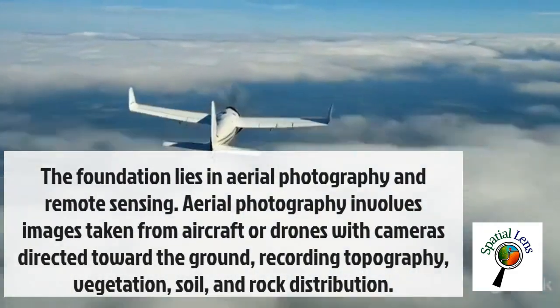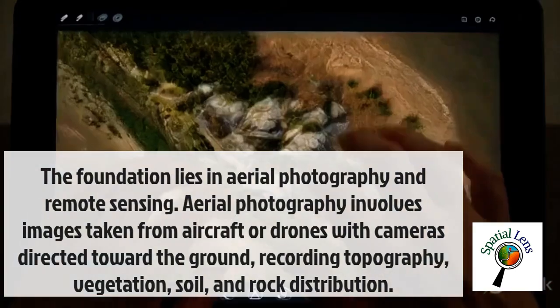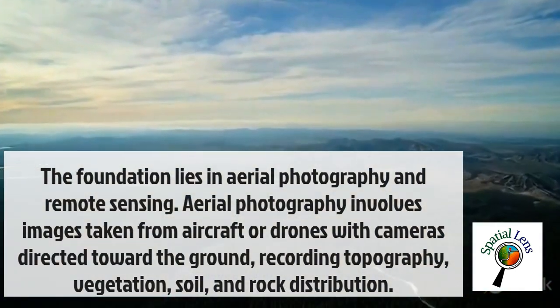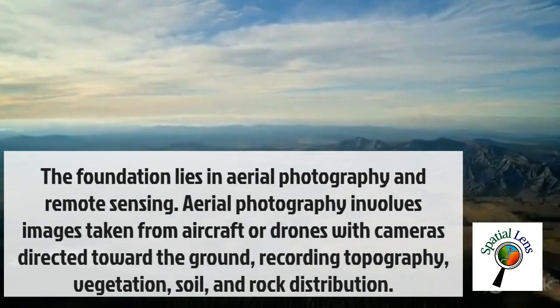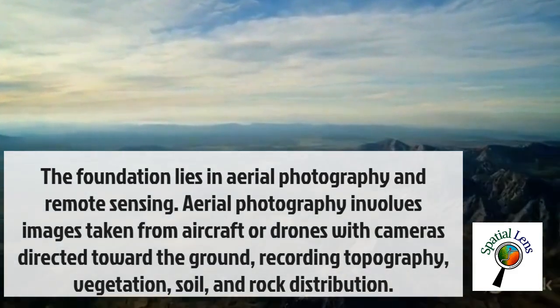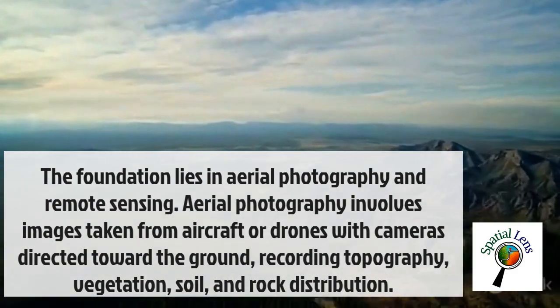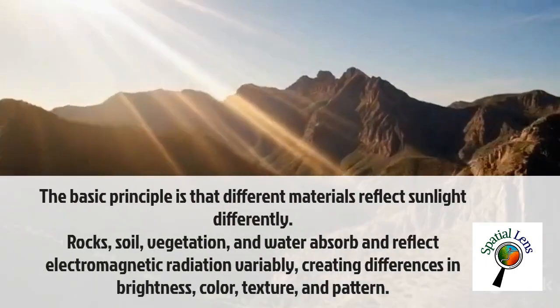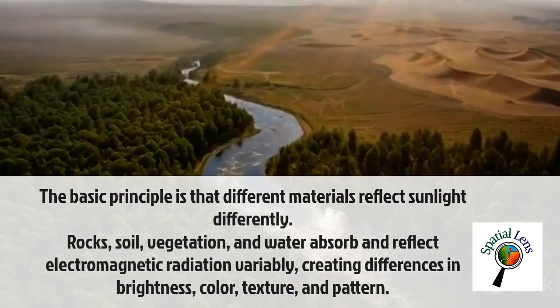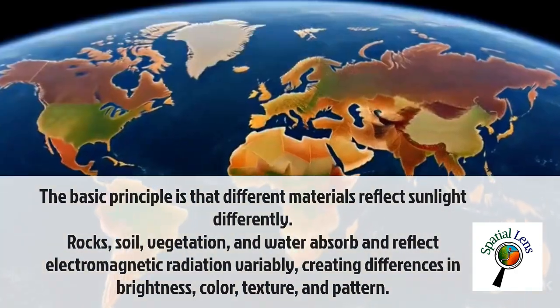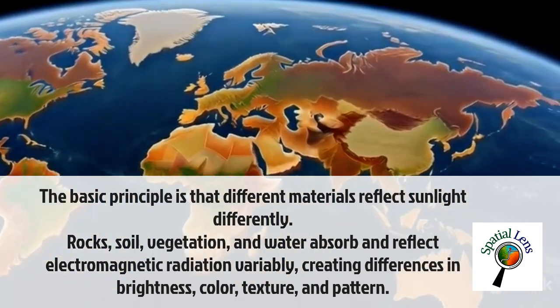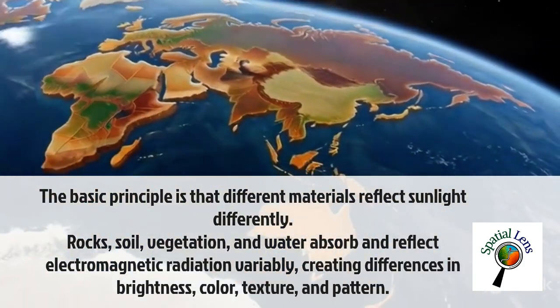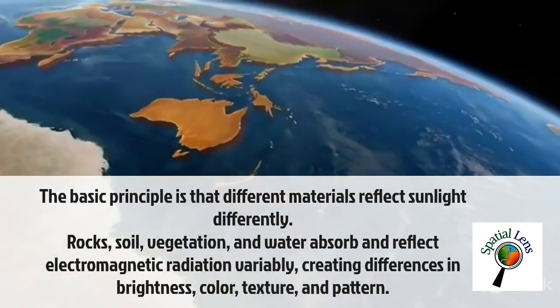The foundation lies in aerial photography and remote sensing. Aerial photography involves images taken from aircraft or drones with cameras directed toward the ground, recording topography, vegetation, soil, and rock distribution. Satellite imaging, such as from Landsat satellites, expands this to large and remote regions, collecting detailed images across multiple spectral bands. The basic principle is that different materials reflect sunlight differently. Rocks, soil, vegetation, and water absorb and reflect electromagnetic radiation variably, creating differences in brightness, color, texture, and pattern.